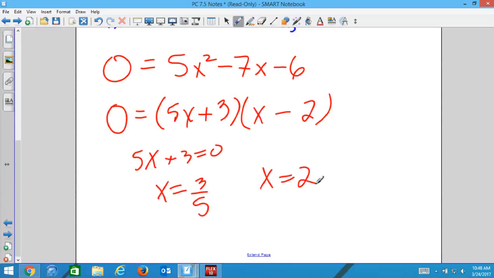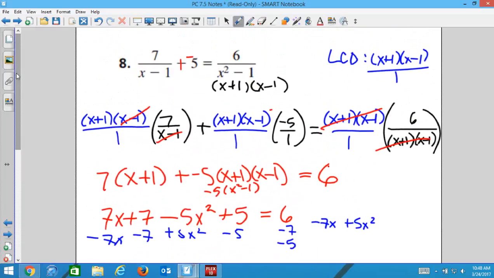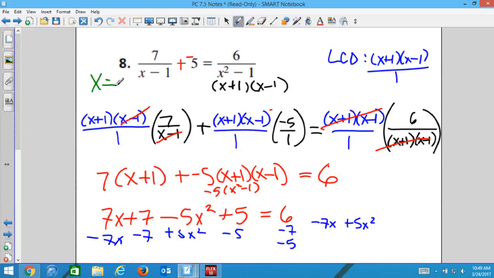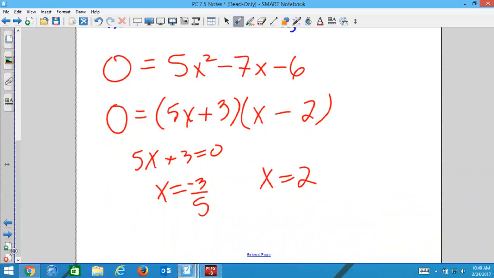And then before even plugging it in to check, if you look at the original question, what would make a 0 in the denominator? What can x not equal in the denominator? What would make a 0? 1 or negative 1? And neither of those is 1 or negative 1, so this actually has 2 answers. When you go back and you check it, both of them would work.